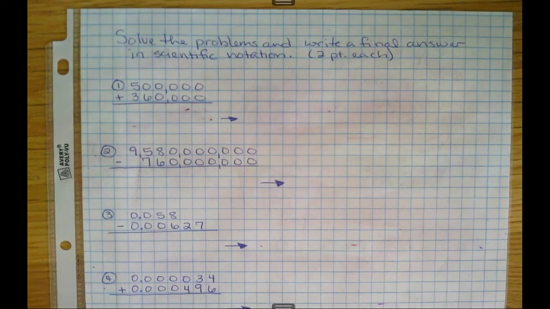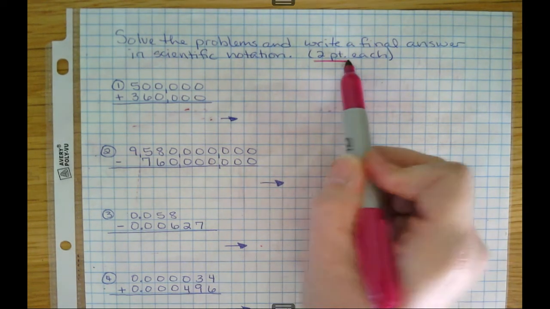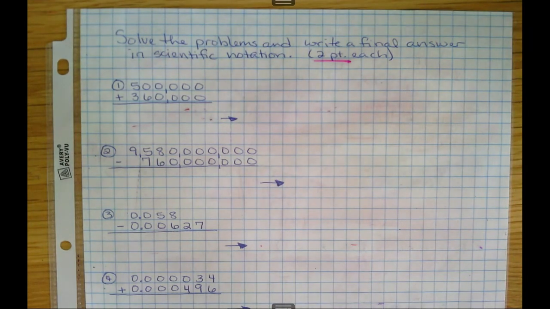Today, we're going to work through a few of the problems on your assignment. Remember that on 1 through 6, you are asked to solve the problems as they are written and then change your answer to scientific notation. So these are worth 2 points each. You get a point for the original answer and a point for the answer in scientific notation.